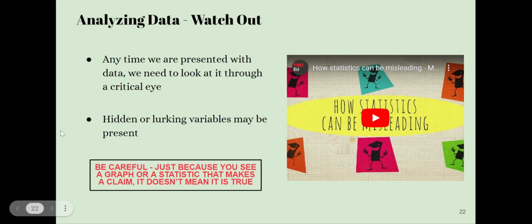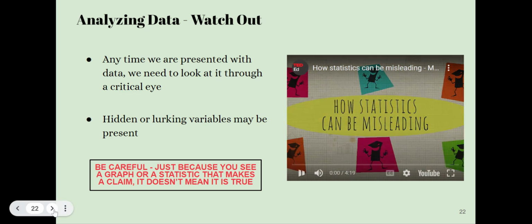As is this one. So this is also a mandatory one that we want you to be looking at. Again, anytime that we're presented with data or looking for data, we need to look at it through a critical eye. Just because you see a graph or statistic that has a claim doesn't mean that that claim is actually true. There may be things that they're doing to mislead you or manipulate you into thinking something, and you have to look at things with a critical eye.